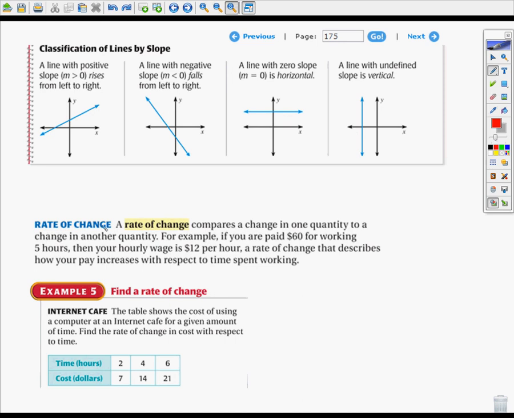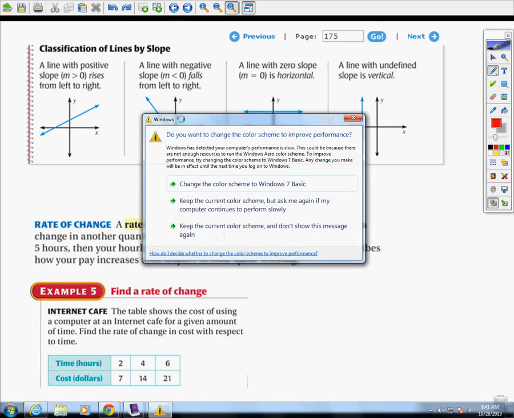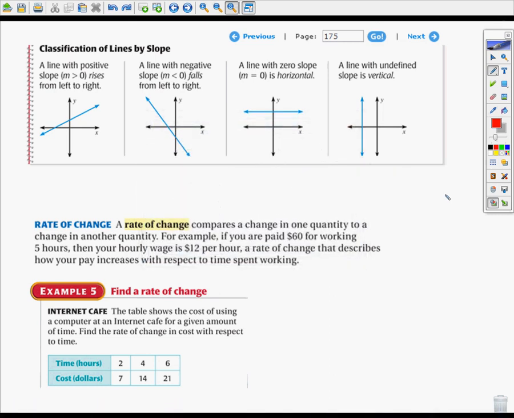So 4 different scenarios. Next, we have the definition of a rate of change. What it does is it compares the change in one quantity to the change in another. For example, if you're paid $60 for working 5 hours, then your hourly wage is $12 an hour. $60 divided by 5 hours is $12 per hour. And it says a rate of change. In this case, it's describing how your pay increases with respect to the time that you work.